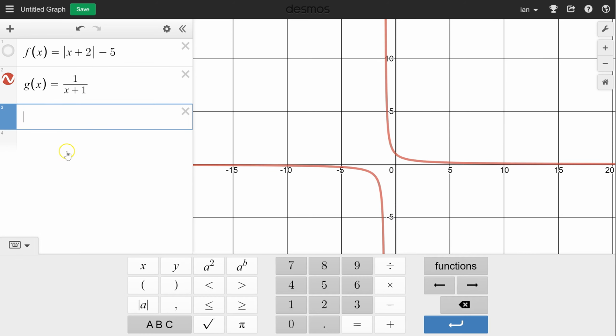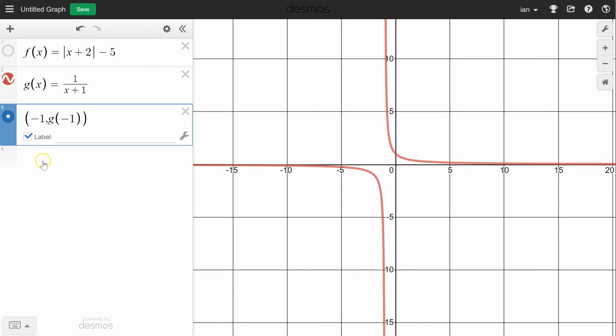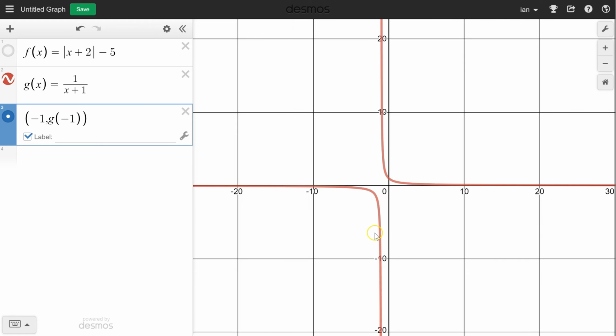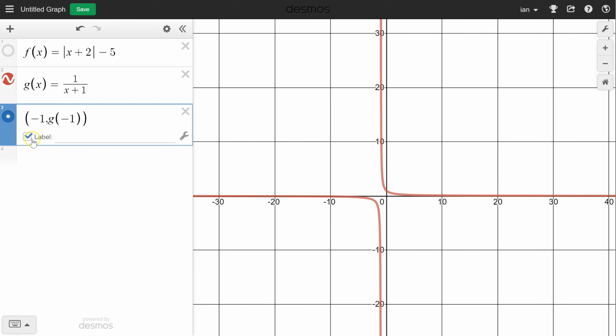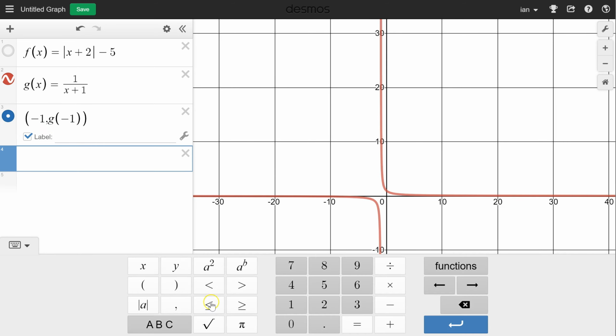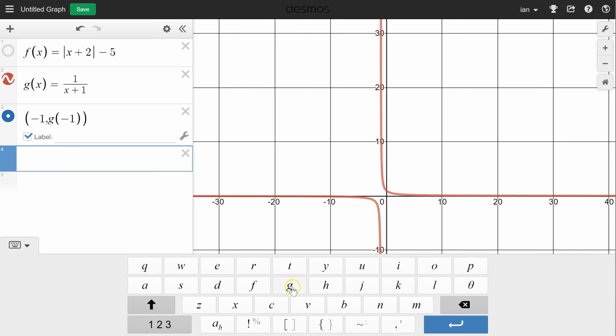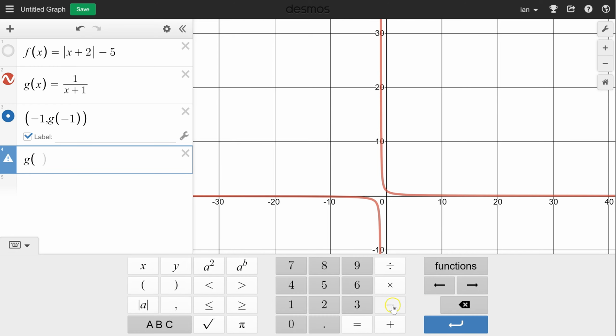You can even check it with a point. Remember, we did this earlier. -1, comma, and then I'm going to do g of -1. And label. And there's nothing there. There is no value at g of -1. There's nothing there. It's undefined. In fact, you can even do a value. And you see it says undefined. There's no value at -1.